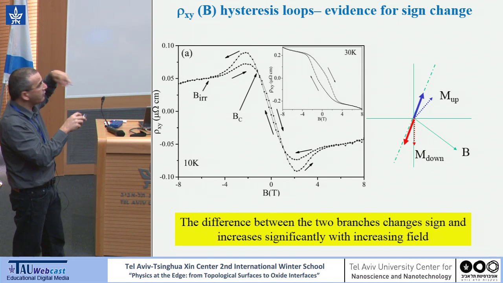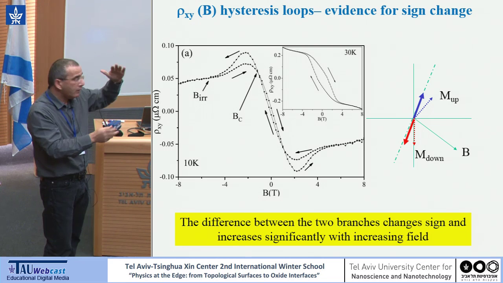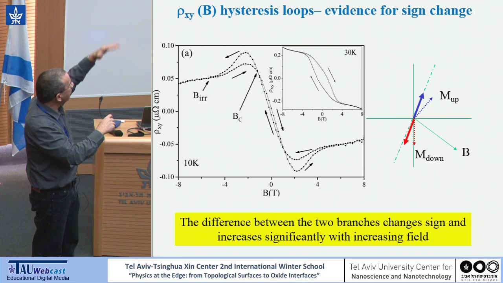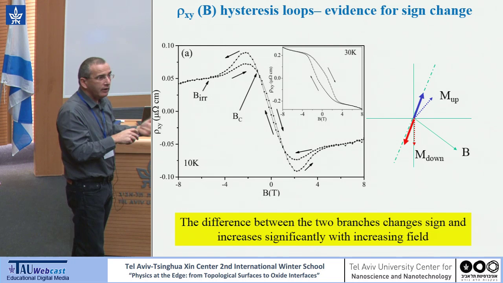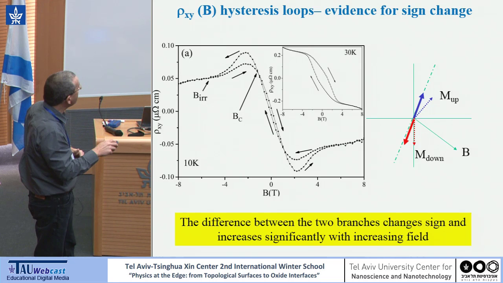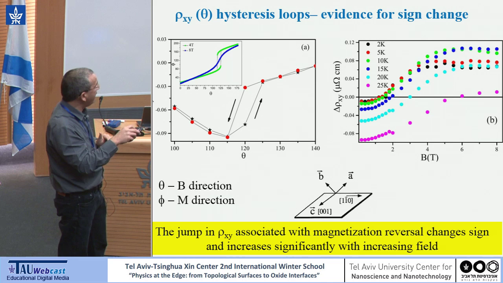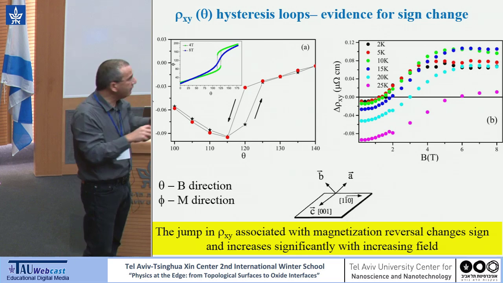So rho xy actually is proportional to the magnetization, but you see here that the difference in the rho xy between the two curves is changing sign. This is an indication that rho xy is actually changing sign as a function of changing this orientation. Now, this is another way of looking at what happens when you are just changing the magnetization. The magnetization is oriented along the EZ axis, and if we are just rotating the magnetic field, then there is a point where the magnetization will jump.